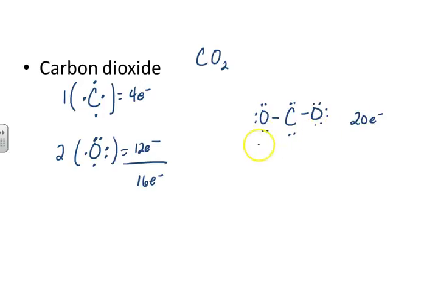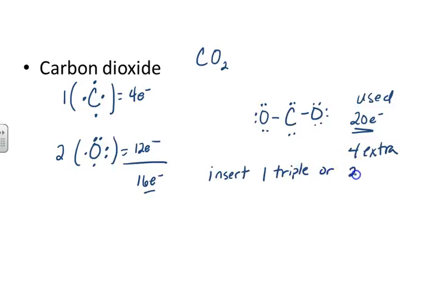Now, it's important to do the single bonds, because even if it's not the right structure, the number of electrons used tells you what you have to do. So we've used 20 electrons. That's 4 extra. So we need to lower our number by 4. We can lower our number by 4 by inserting 1 triple or 2 doubles.